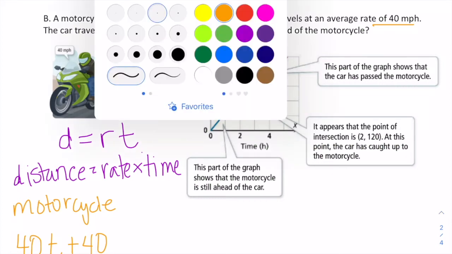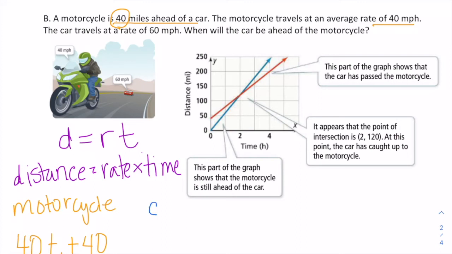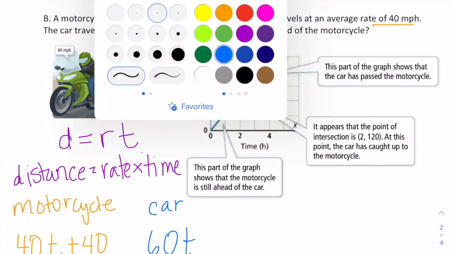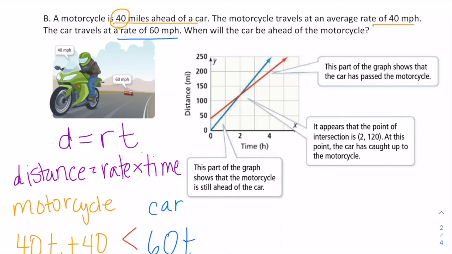Now let's look at the car. So the car is behind, so it doesn't have a starting point. It just has a rate. The car is going at a rate of 60 miles per hour. So I'll put 60 times t. So we're looking at this and saying, when is the distance for the car going to be greater than the distance for the motorcycle? Okay, so we're going to have to graph that and see when this blue line, the car line, will be above the motorcycle.